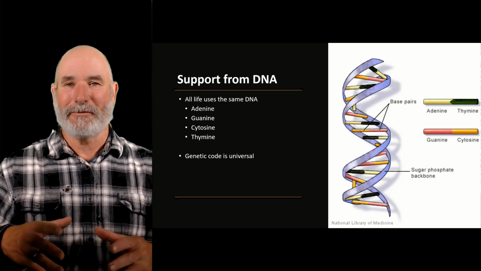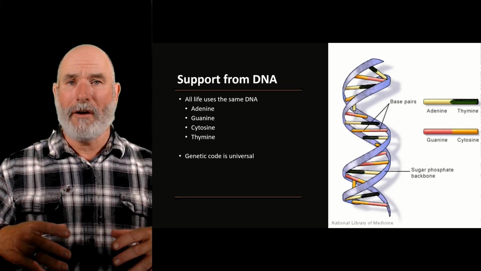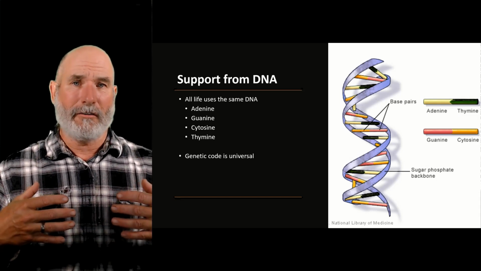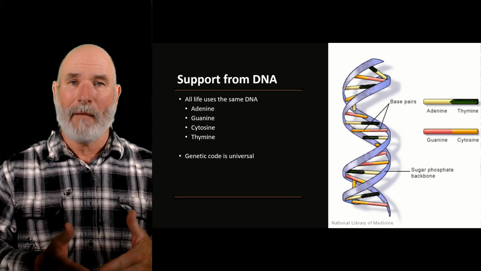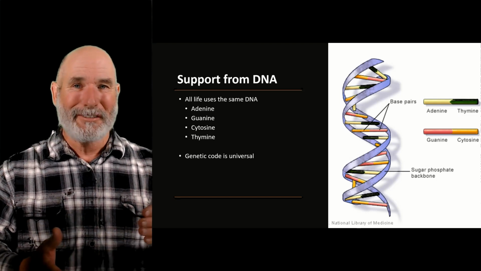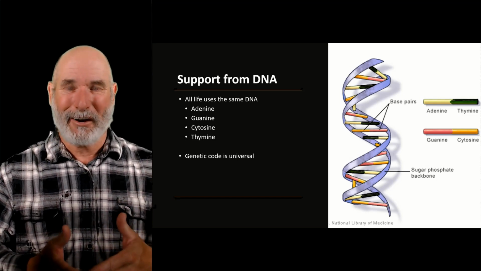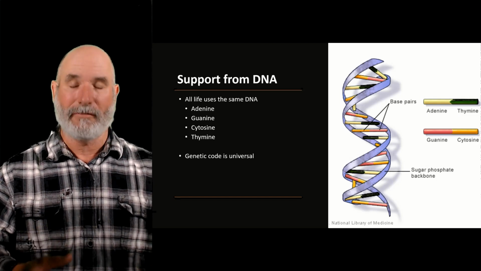Now here's an interesting one. Support from our DNA. Now this support goes all the way back to supporting that humans are closely related to chimps, that all humans are mammals and related to all other mammals, that humans are all related to other vertebrates, all other animals, other eukaryotes, and that there is actually a common ancestry to all life on this planet.